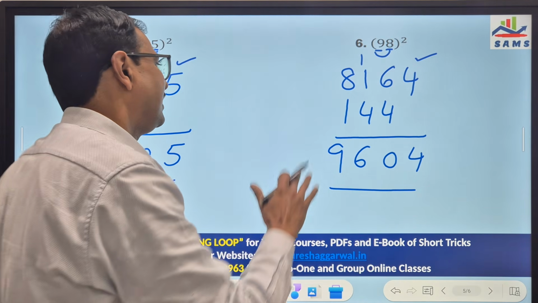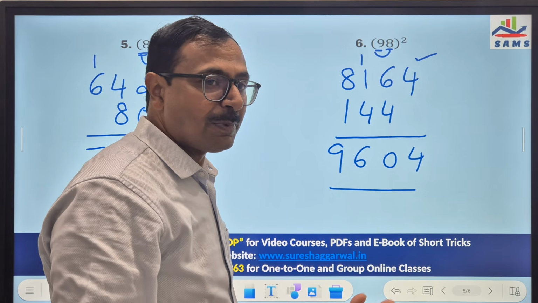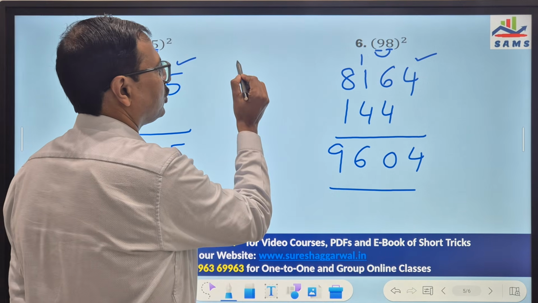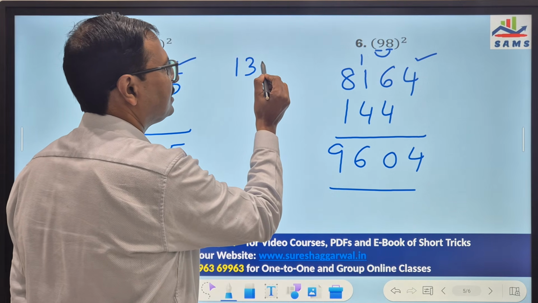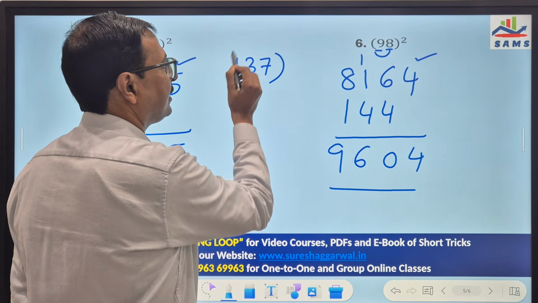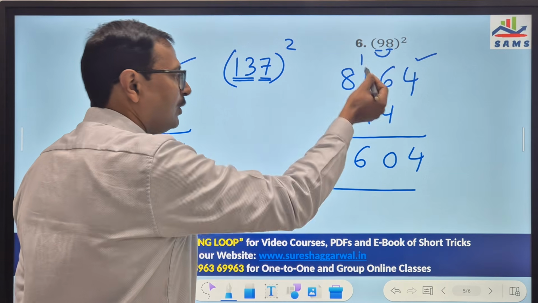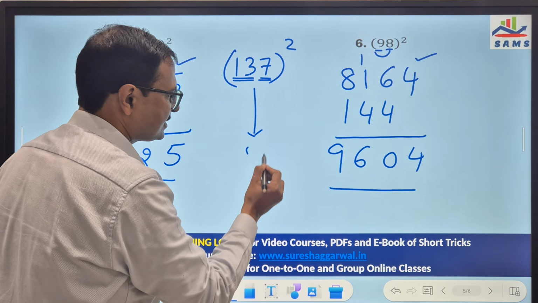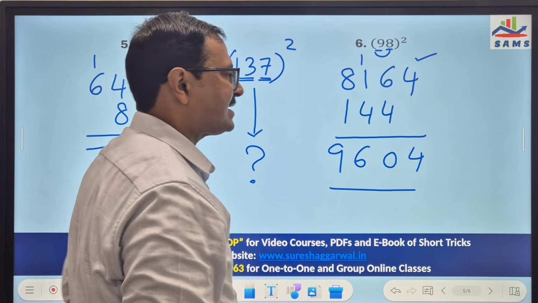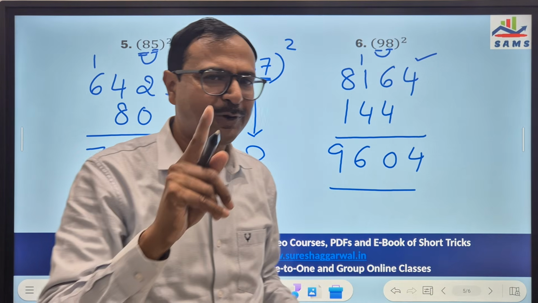Now using this method, can you tell me a 3-digit number maybe? Suppose I have to do 137 whole square. Can you do this using 13 as A and 7 as B? Follow the same method and tell me what is the square of this number using this amazing identity method. I'll wait for your comments.